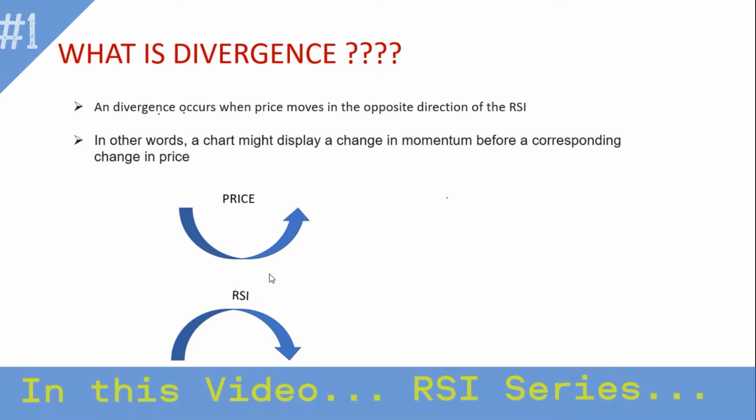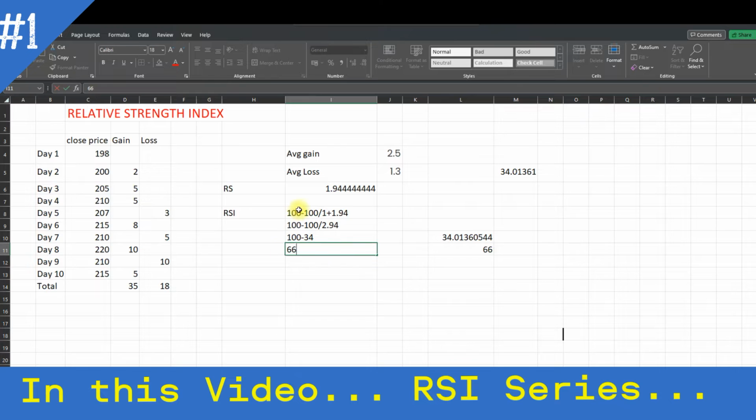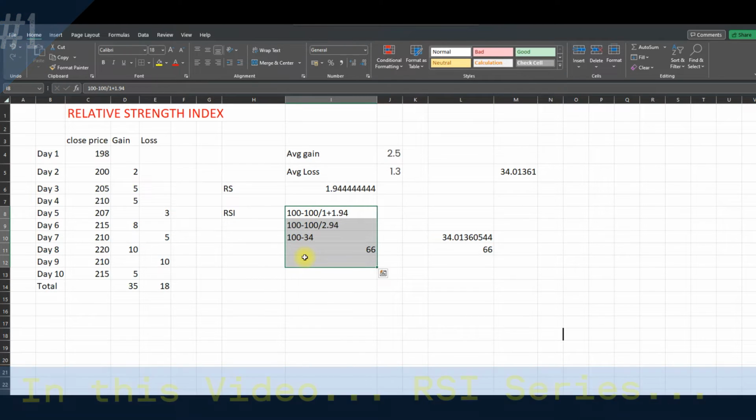When price moves in the opposite direction of the RSI. That is, so now we got the RSI value as 66. So this is how we will find out the RSI.